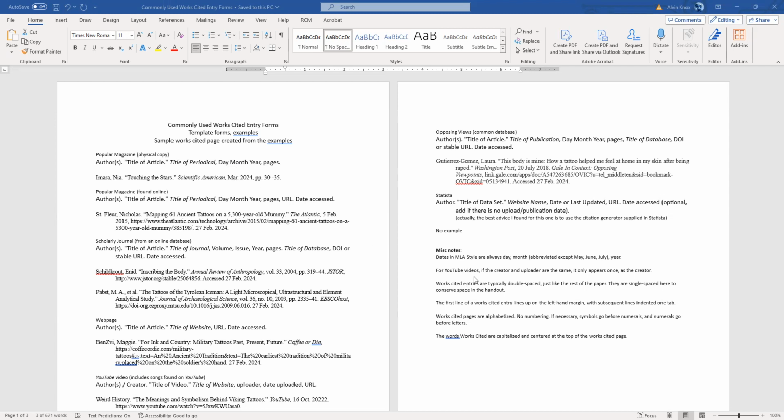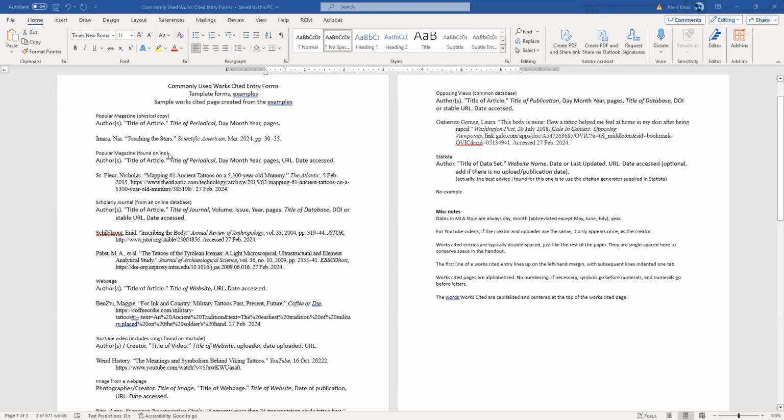And you might notice over here in my miscellaneous notes on page 2 that dates in MLA are always day, month, abbreviated typically, and then year. And this is the abbreviation for March. Most months have a 3-letter abbreviation.